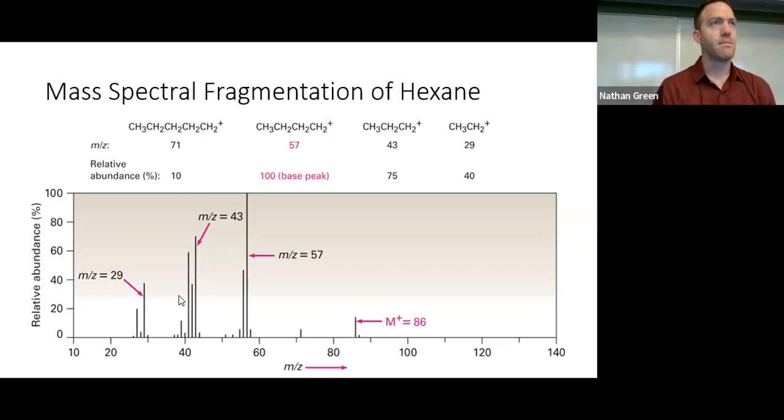So where is the parent peak in this spectrum? 86. The parent peak happens to be the molecular ion peak as well. Where is the base peak in the spectrum? 57. What's this? It's the number 43. What does it represent?